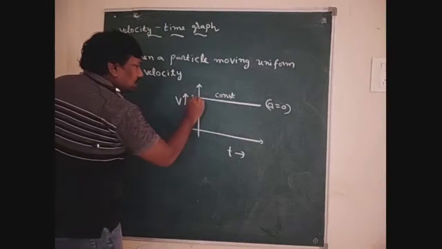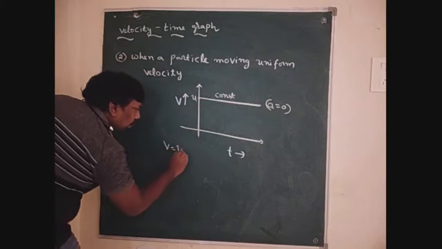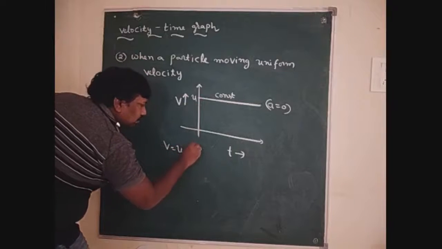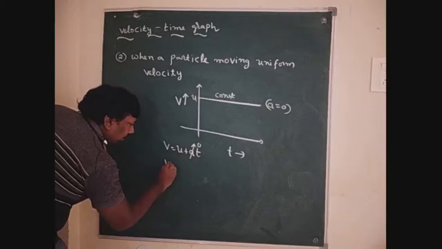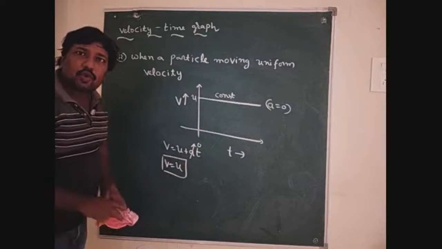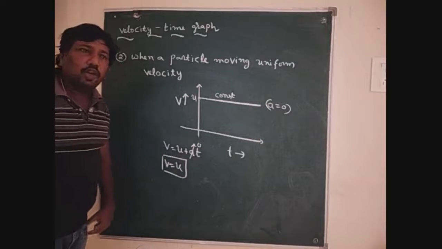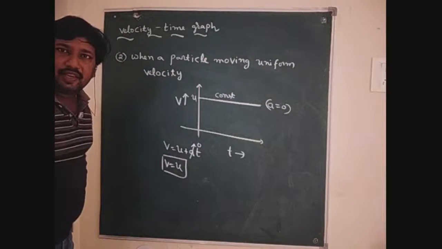So in this situation, here initial velocity is u. Therefore v equal to u plus at. Here a is 0, so v equal to u. So here final velocity is equal to initial velocity, because the particle is moving with uniform velocity.